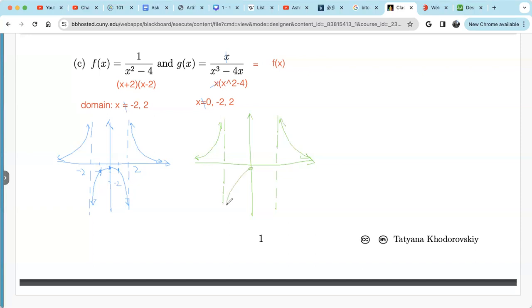Then because 0 is not in the domain of the second one, the rest are the same, right? So the graphs of those two, and the domain, differ in 1 point, which is 0, and the graphs differ in 1 point, which is also at 0. Okay, so that's this one.